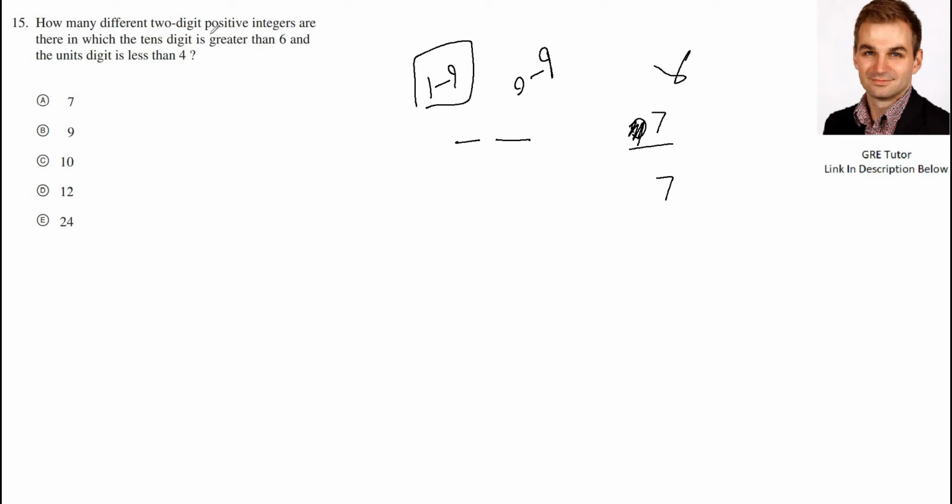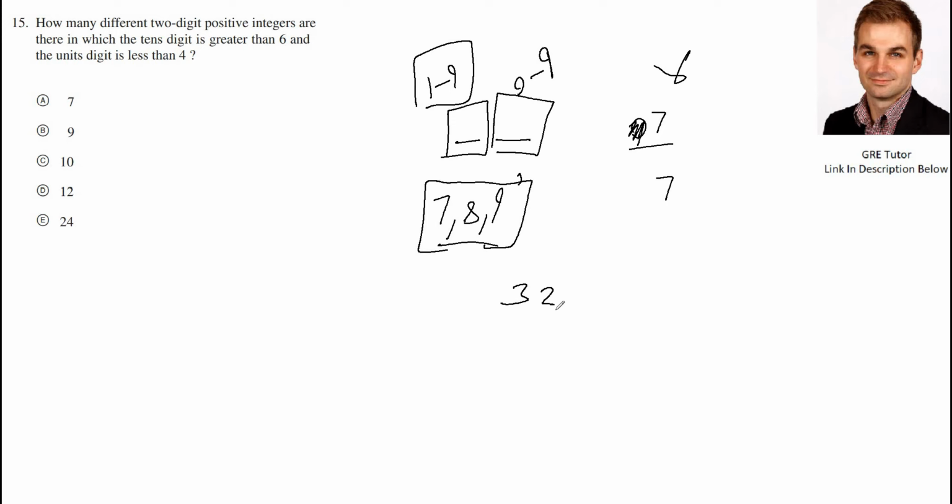It says the tens digit is greater than 6. So this digit is going to be greater than 6. If we are within the range of 1 to 9 and we're greater than 6, then we're either 7, 8, or 9. These are our options. 3 options. The units digit has to be less than 4. So what can the units digit be? Well, it can be 3, 2, 1, or 0. You can have something like 23, 22, 21, or 20. That is 4 different options there.